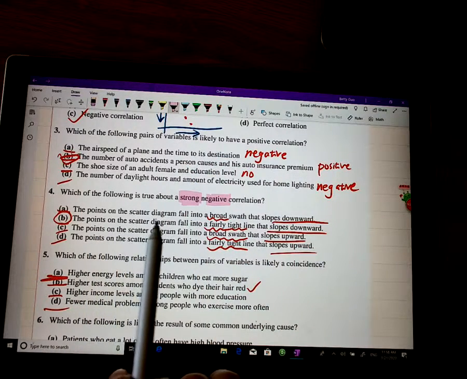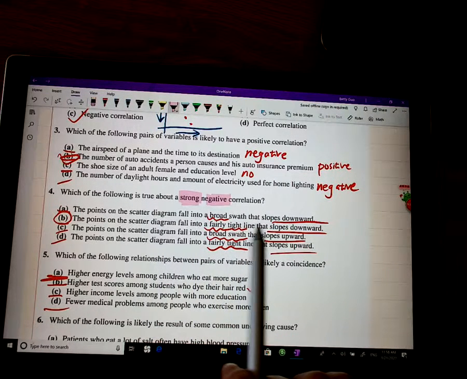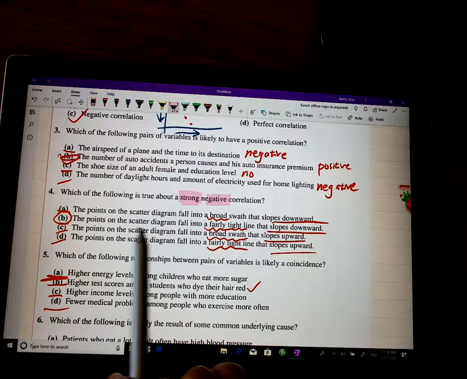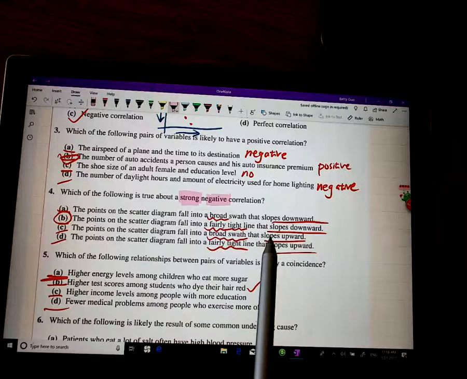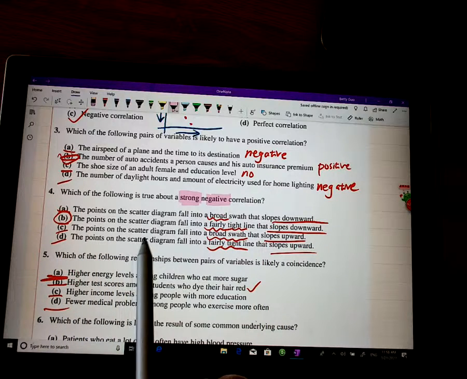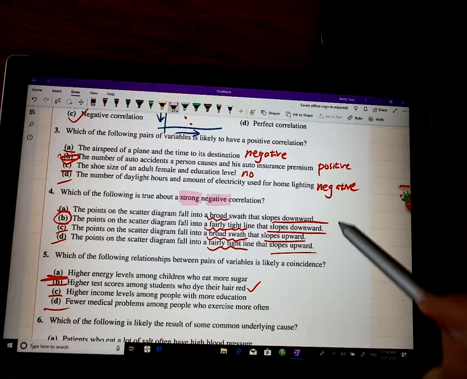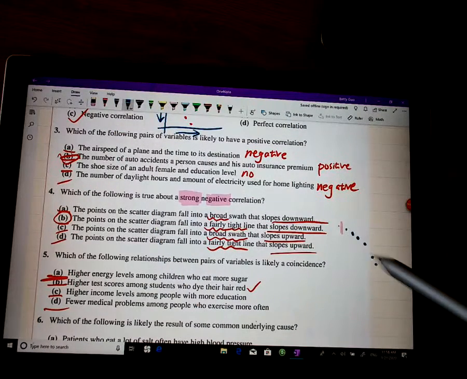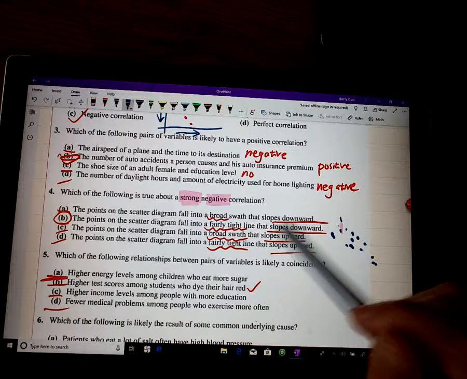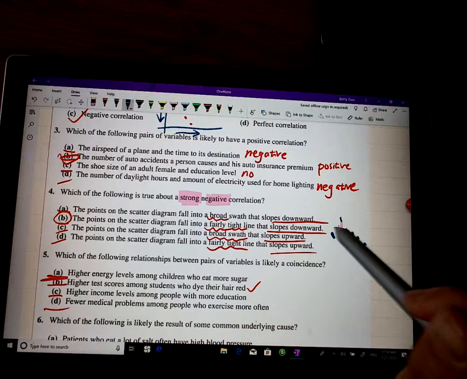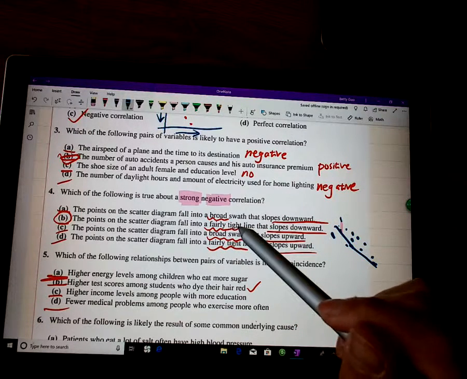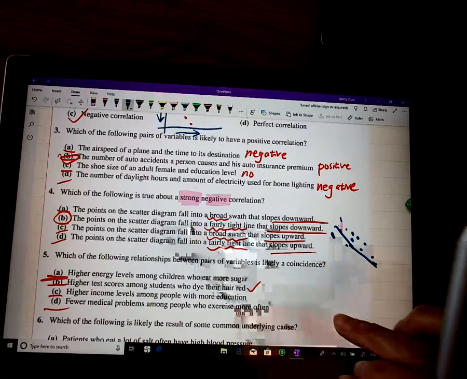A, points on the scatter diagram fall into a broad swath that slopes down. B, the points fall into a fairly tight line that slopes down. C, the points fall into a broad swath that slopes up. D, the points fall into a fairly tight line that slopes upward. If the correlation is negative, does that mean the linear pattern is going down? So C is out, D is out, right? And we want a strong one, so those points are very close to the straight line, fairly tight. So we should choose B. B as in boss.